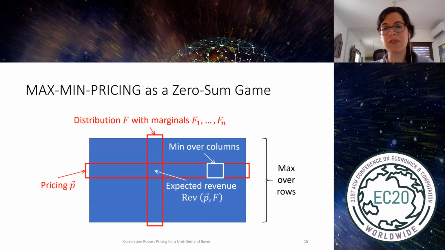This is just to give you a better visual idea of what's going on. We don't actually have this zero-sum game. The number of strategies is huge, right? All distributions compatible with given marginals, that's infinitely many, and this is where computational complexity comes in.